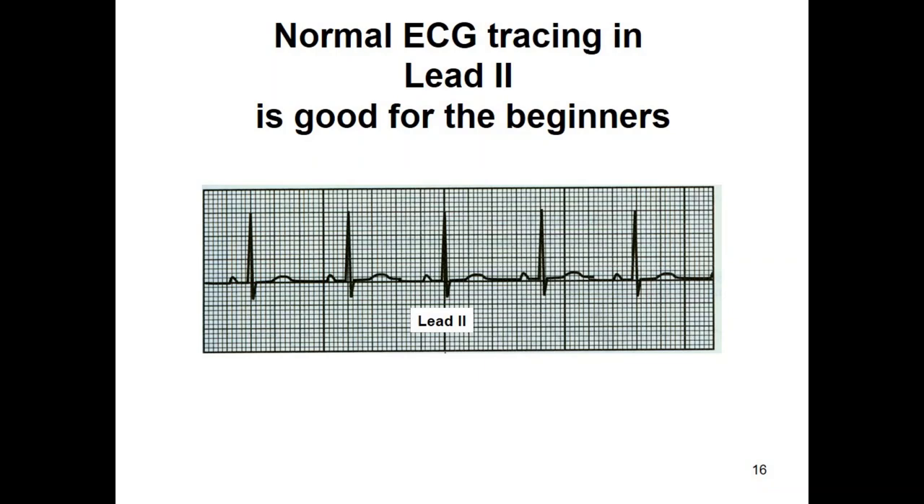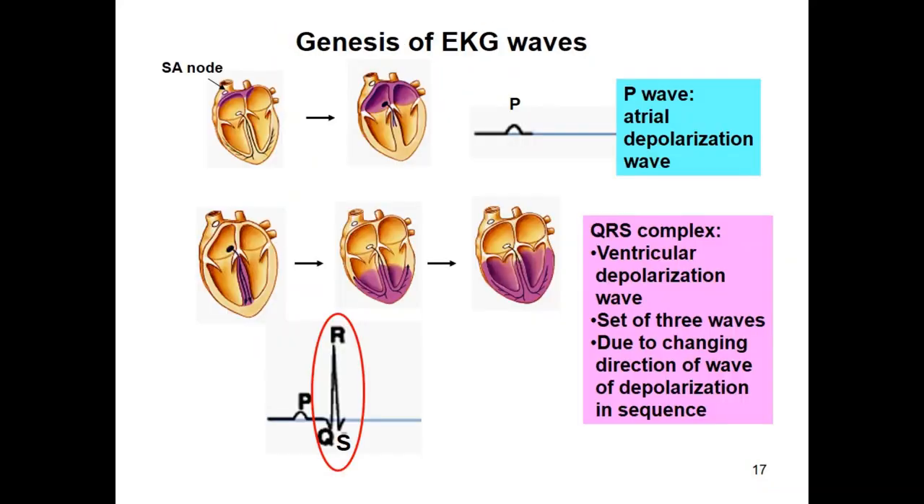ECG literally comes as deflections, or we call them waves. How are they obtained? How is their genesis? We'll go back to the spread of the impulse, which was the basis of the ECG. You can see the SA node generating impulses, spreading the impulses in the entire atria, both atria. You can see the purple shade. Simultaneous activation of atria, or atrial depolarization, produces a small deflection, which we call the P wave. This is the first wave of the ECG, the P wave, due to atrial depolarization.